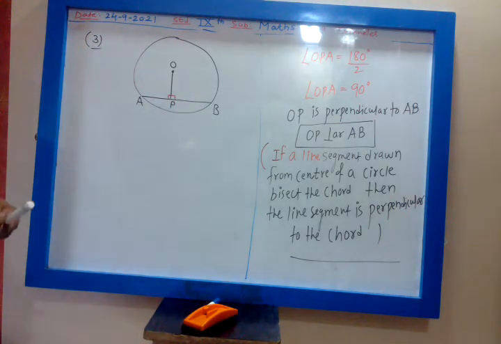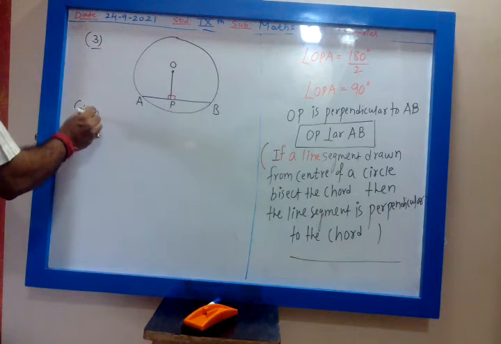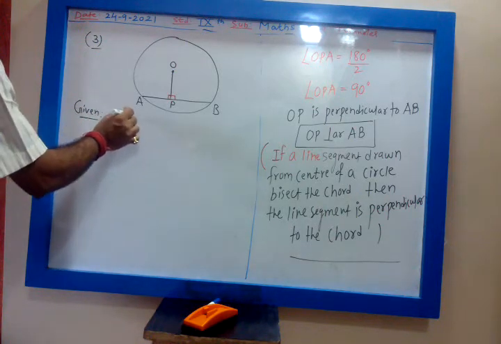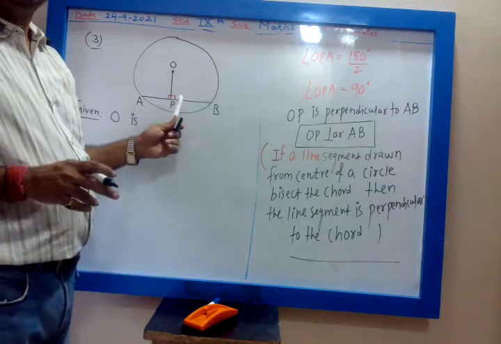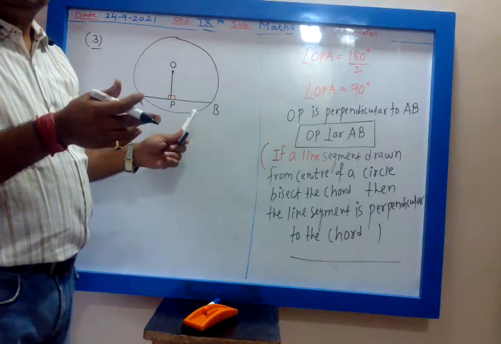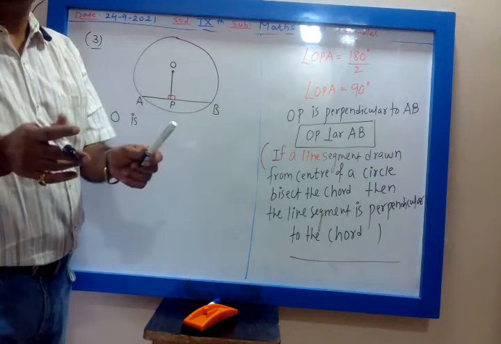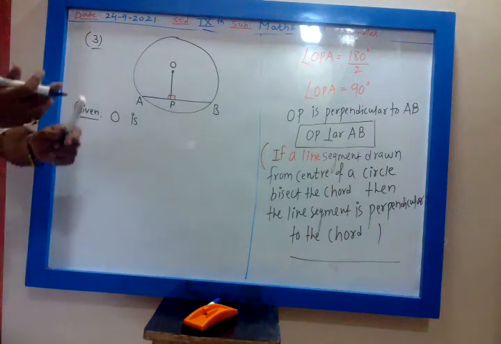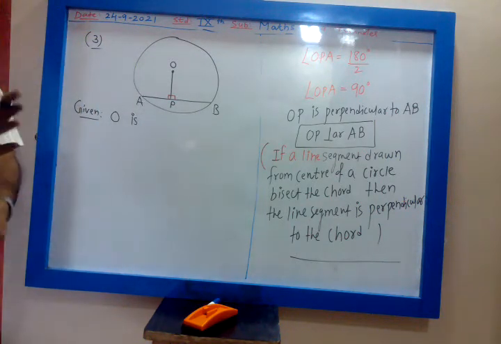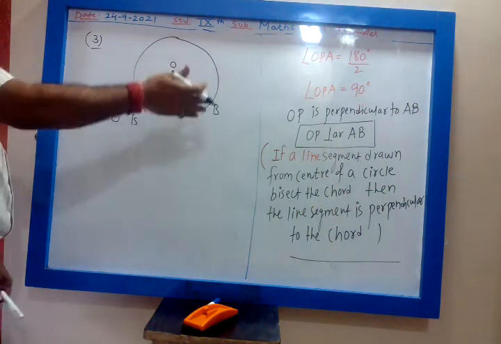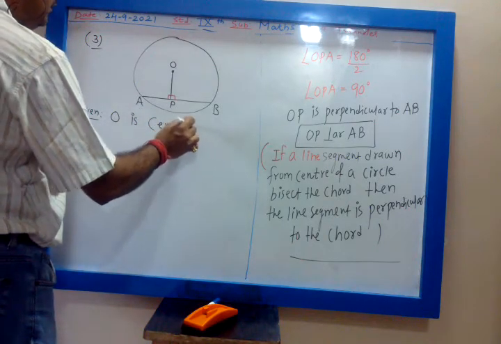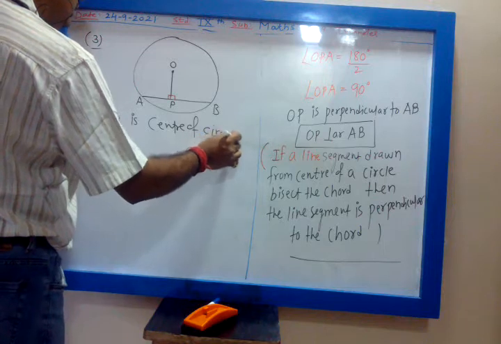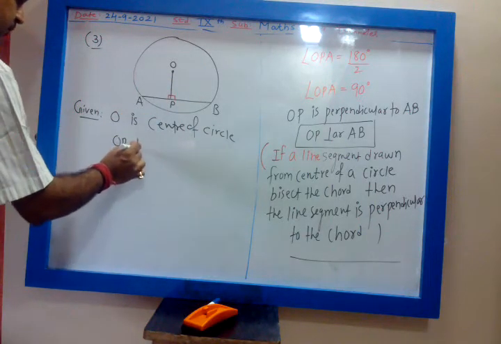So write down given. You cannot use the bisector property in this, because that property shows that if it is a bisector, then it is perpendicular. Now in this third one, you have to show that if it is perpendicular, then it will be a bisector. So the third one is the converse of the second, so you cannot use the second. O is the center of the circle.